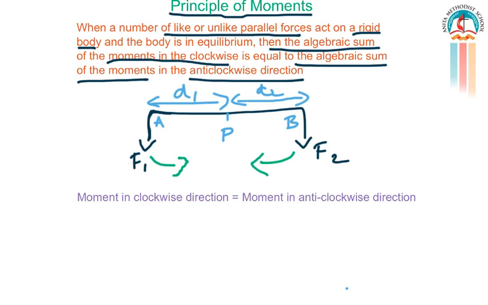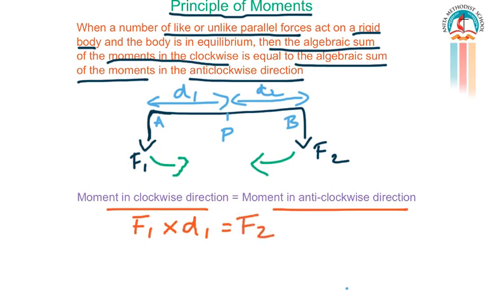According to principle of moments, moment in clockwise direction is equal to moment in anti-clockwise direction. So what is the formula for moment of force? Moment of force is nothing but force into distance. So the moment in clockwise direction will be F1 into D1 is equal to moment in anti-clockwise direction, which is F2 into D2. So the moment in clockwise direction is equal to moment in anti-clockwise direction.